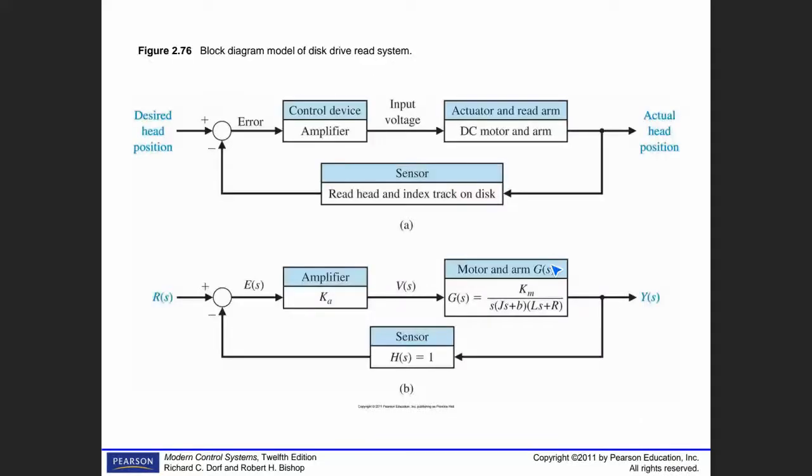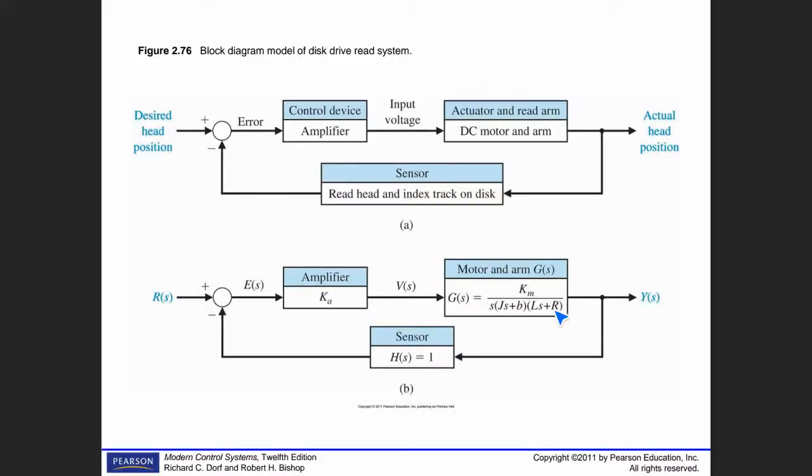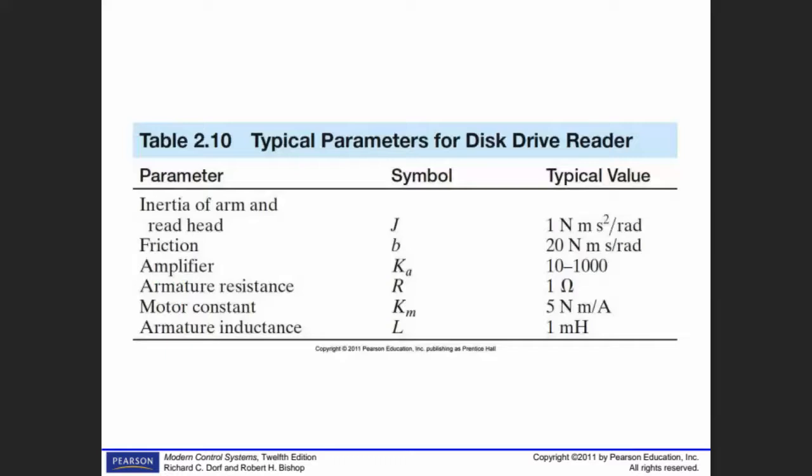And this is the block diagram modeling of it. You can see that is electric motor parts, including the mechanical structure, J inertia, and these are the electric machines values. This one is a sensor, and that's proportional controller we use. Typical parameters for data, disk drive reader data is this.